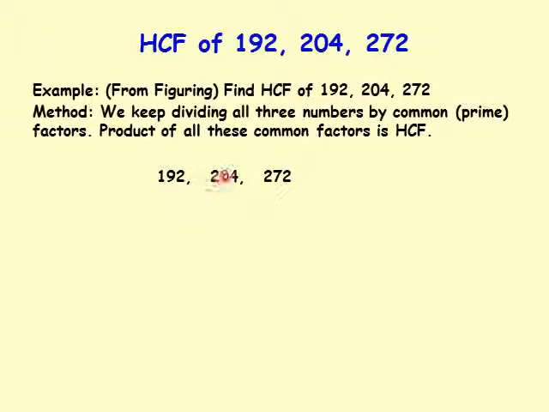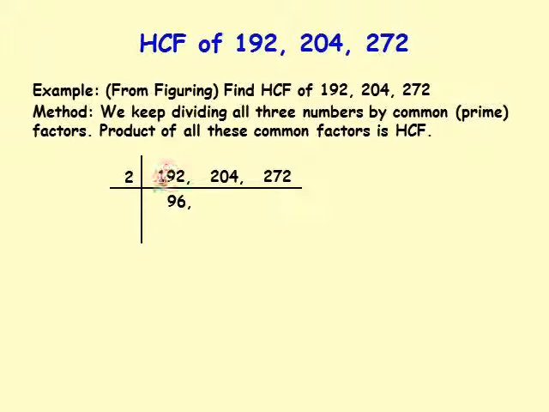Do you see any common factor here? So here's the setup for division. You see that the first number is even, the second number is even, and the third number is even. That means they're divisible by 2. 2 is a factor of 192, 2 is a factor of 204, and 2 is a factor of 272, so 2 is a common factor for all three numbers. Let's continue.